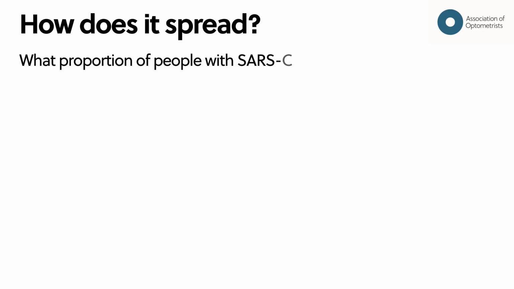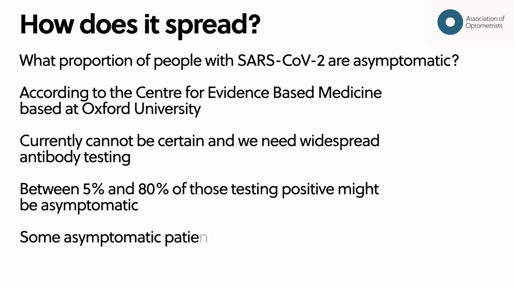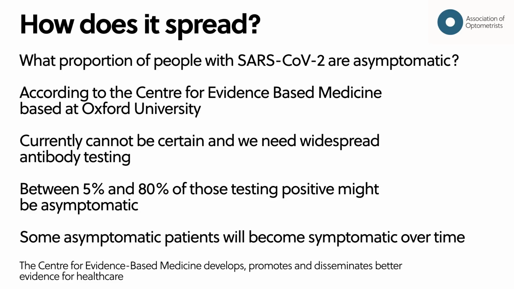According to a paper from the Centre for Evidence-Based Medicine in Oxford, there are a fair proportion of patients that potentially are spreading either asymptomatically or at the very least pre-symptomatically with this disease. They've commented that actually the data out there is not great at the moment. There's quite a spread of numbers or ranges of how many people are spreading this disease without obvious symptoms.